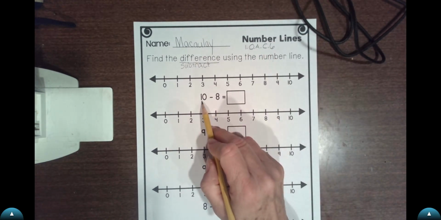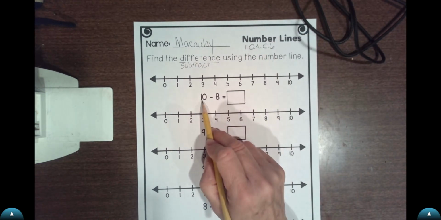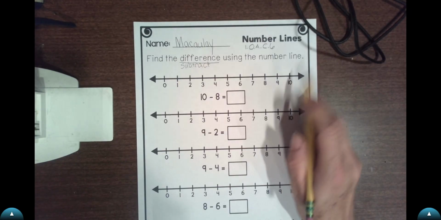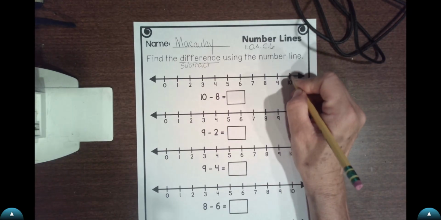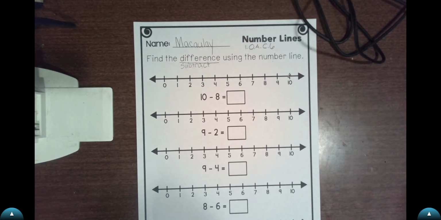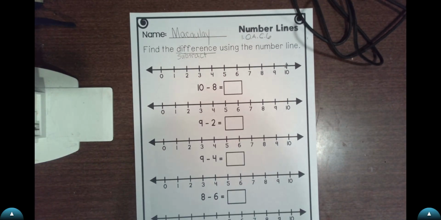Okay, so the first one is 10 minus 8. So what's our first number? Yes, it's 10. So we're going to look for the 10. There it is. And we're going to make a big dot on the 10. Go ahead and do that. I'm going to make it bigger so you can see it better.